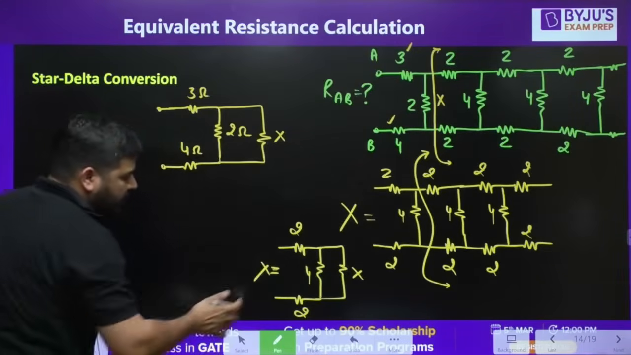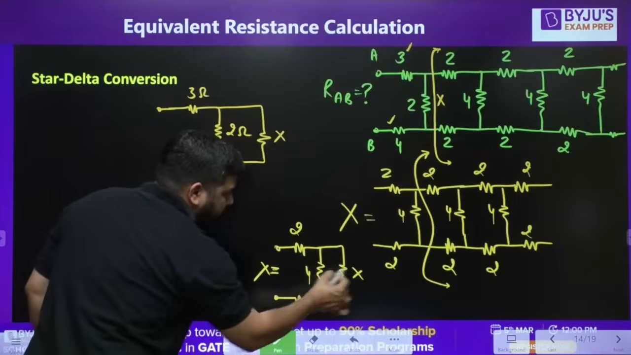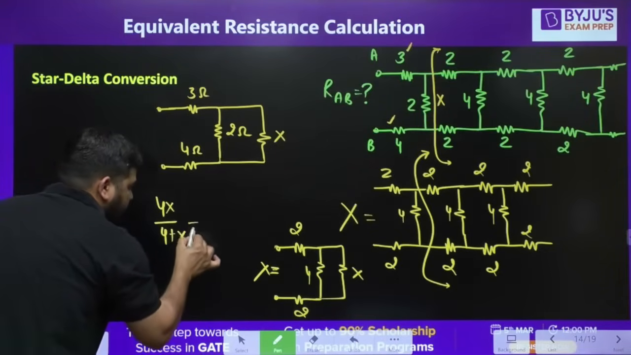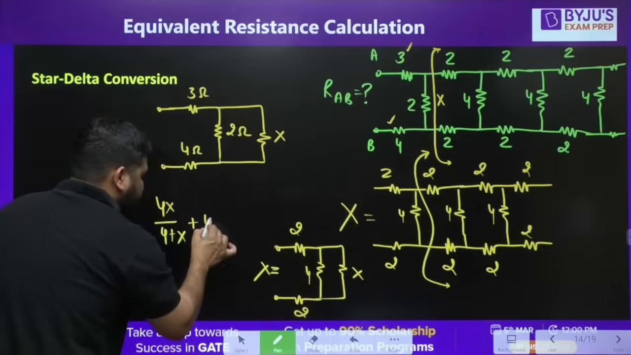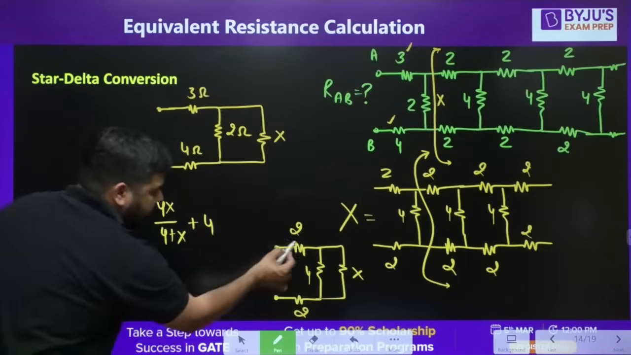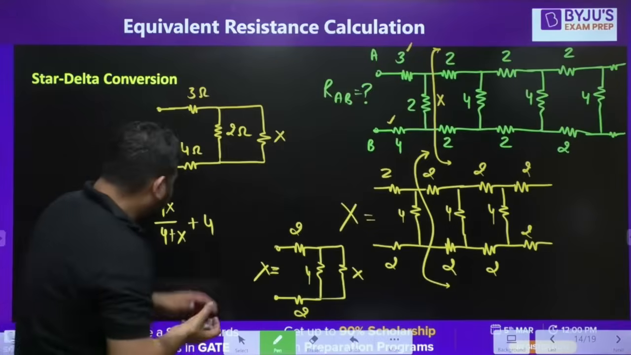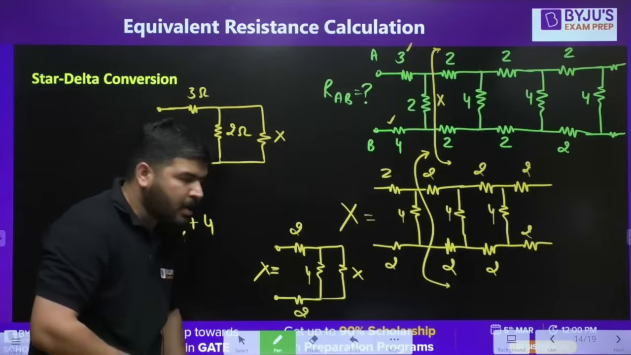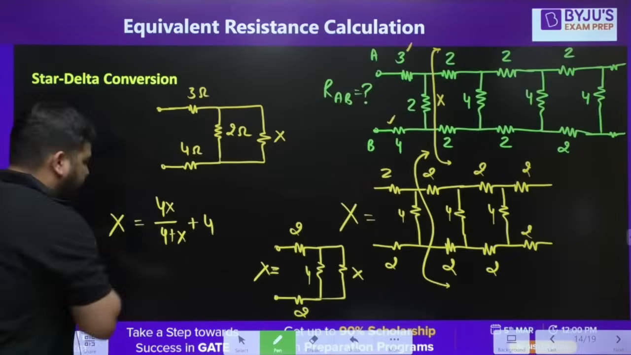Now how to calculate the X value? You can calculate it like this. 4 and X will be in parallel, so 4X divided by 4 plus X, plus this resistance and this resistance, 2 plus 2 is 4, because this and this are in series. So whatever the parallel of these two resistances, in series with 2 and 2, the equivalent will be X. I hope it is clear.